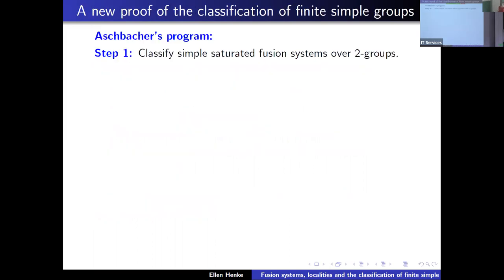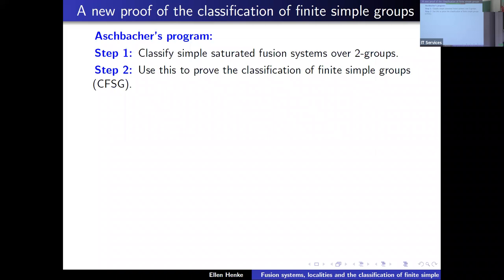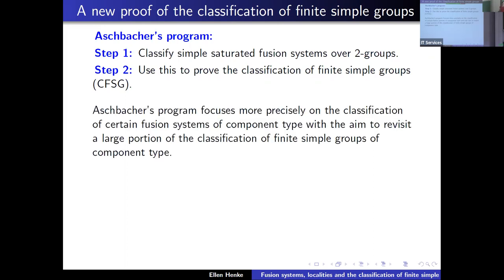Okay, so here is Aschbacher's program stated in very rough terms. In the first step, instead of classifying or saying something about the 2-local subgroups, we want to classify simple saturated fusion systems over 2-groups, and then use this in the second step to prove a classification of finite simple groups. Of course, this is in very rough terms. The focus of Aschbacher's program is actually on groups of component type, and on a particular portion of this. And I think Aschbacher will probably explain this to us in more detail this afternoon. So one would actually classify certain fusion systems of component type in the first step.